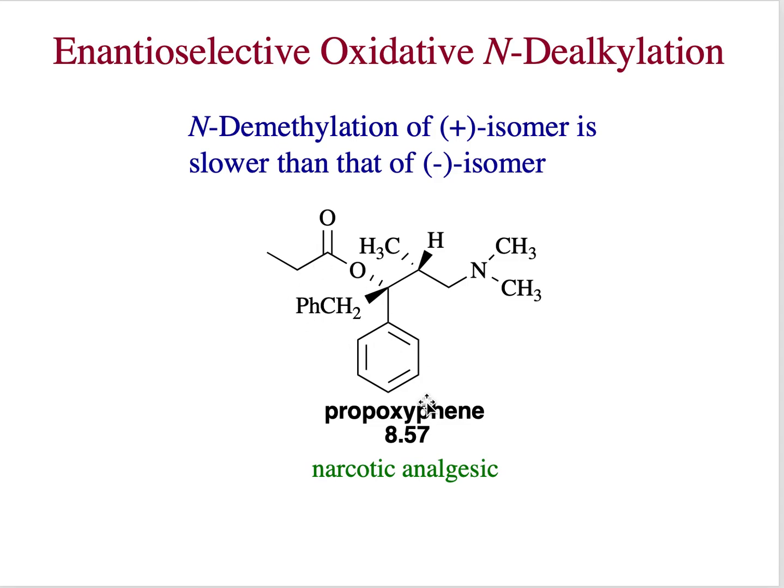And another example of this is that the demethylation of one isomer is slower than the other. So that's something else to consider. When they're demethylating here, it depends on these isomers which one is going to be faster and which one is going to be slower.